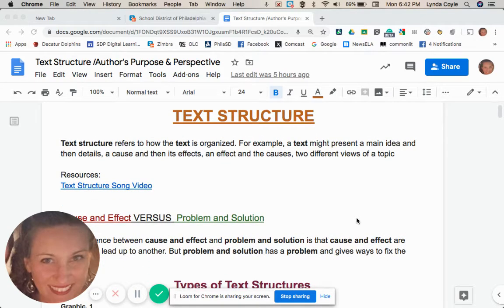It refers to how the text is organized. For example, the text might present a main idea and then details, or a cause and then its effects, an effect and the causes, or two different views of a topic.